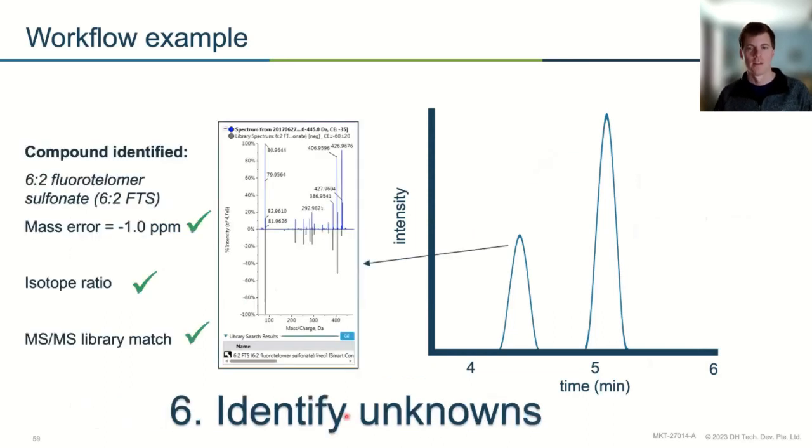And then finally, since we did acquire full scan data, we can look through that sample and identify other knowns. In this case, like 6:2 fluorotelomer sulfonate. And here's what a real data sample with a library match might look like. So maybe there are things in that sample that you didn't expect, but you screen them against the library and you found some unknowns.